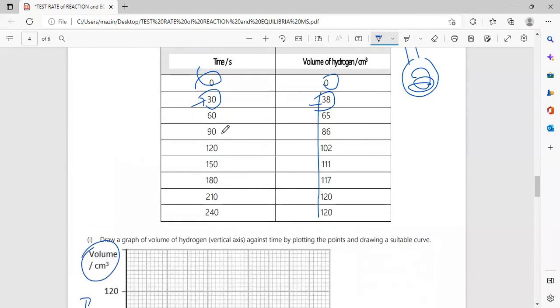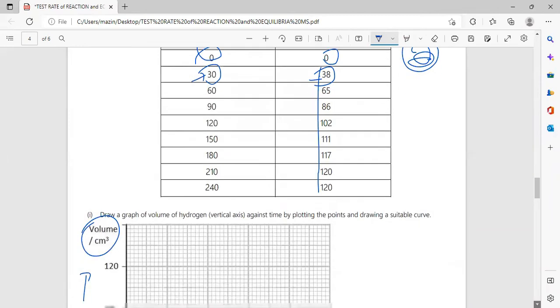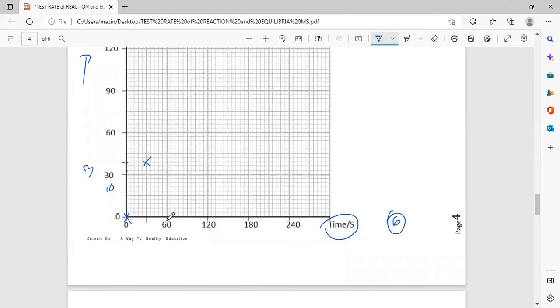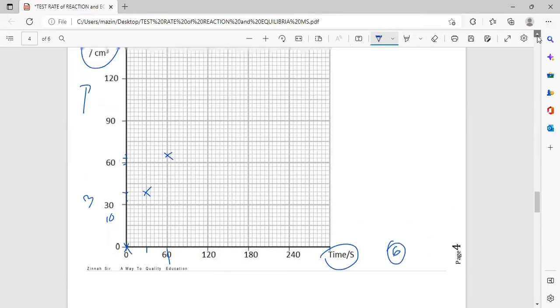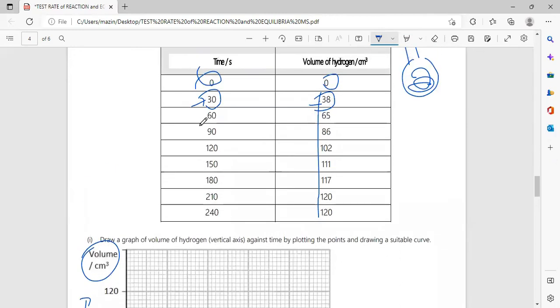Then 60, 65. 60 is clearly here, and 65, here is 60, right? And this is what? 63. And this will be 66. We may consider this a little short of 66. Yes, this is done. And the next value given here is 90 and 86.